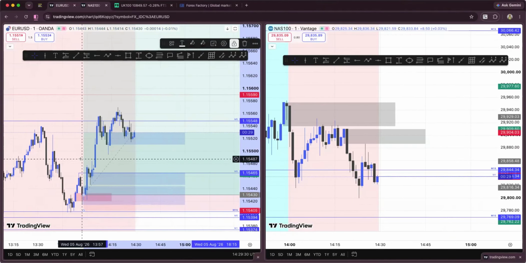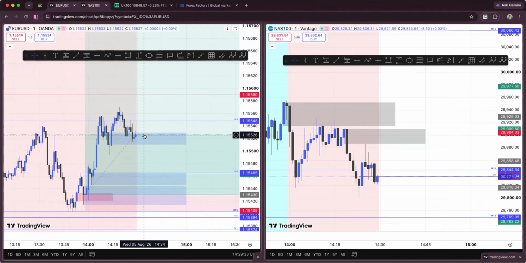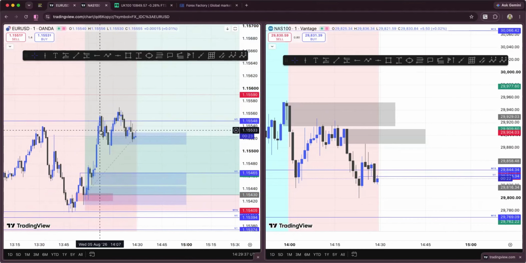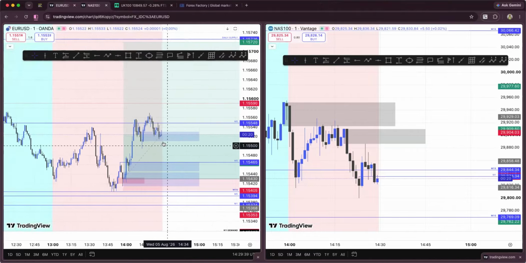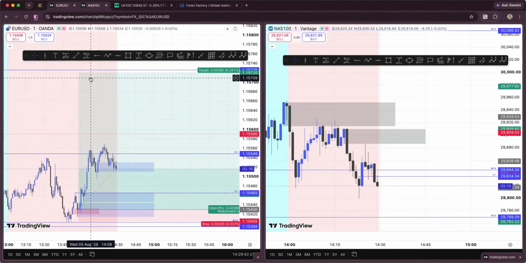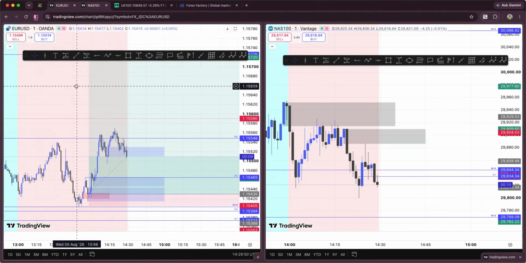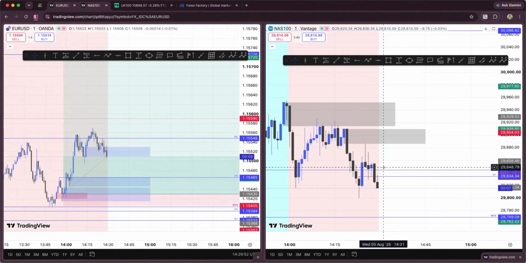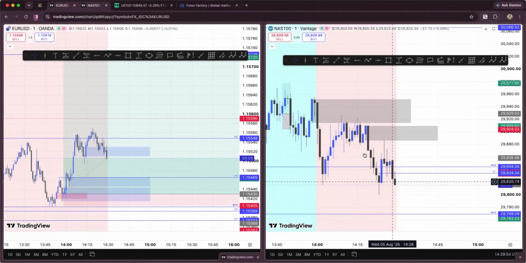So I just closed partial on EURUSD right here. Yeah, I just closed partial. I'll show the P&L at the end of the trade. But I closed partial right here. So now I can go risk free or I can risk the rest on this trade. So let's see how this trade plays out on EURUSD. Nasdaq also doing nothing, still waiting. Let's see how it plays out.